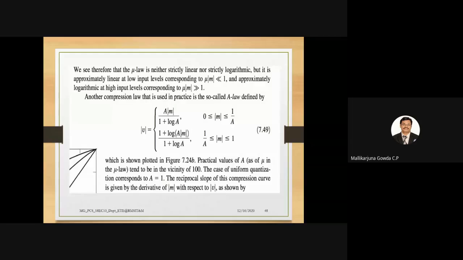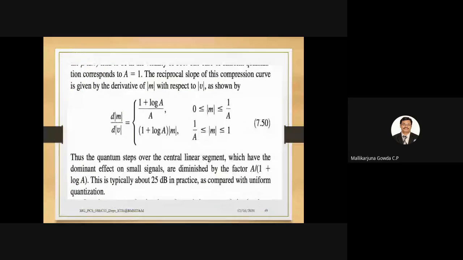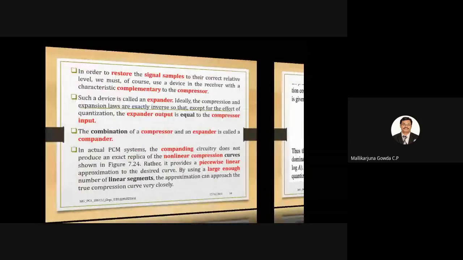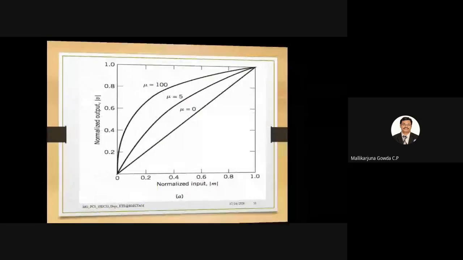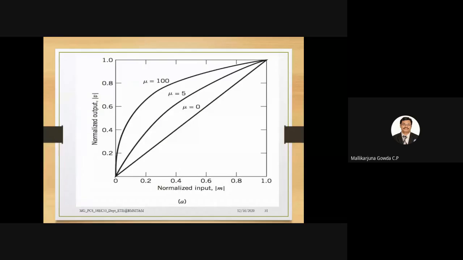I think better I will show the diagram of mu law, then I will come back to these equations. Now, when mu is 0, hope you are able to understand this. The x-axis is the normalized input, that is m, and the y-axis is the normalized output, V. So input versus output I am drawing. It is linear. When mu is 0, it is linear, meaning it is a uniform quantizer, isn't it? So for different values of mu, this will be the curve.